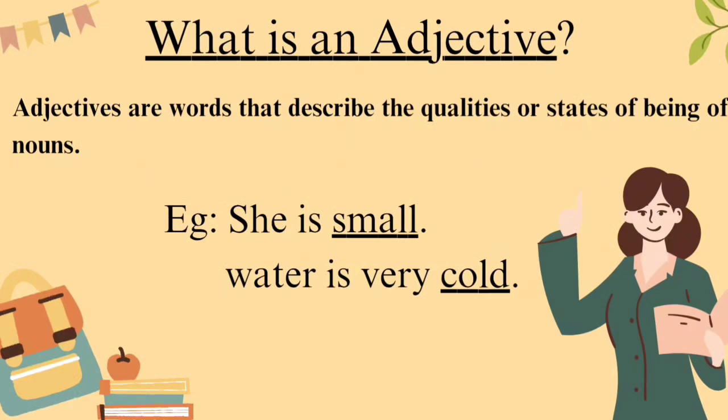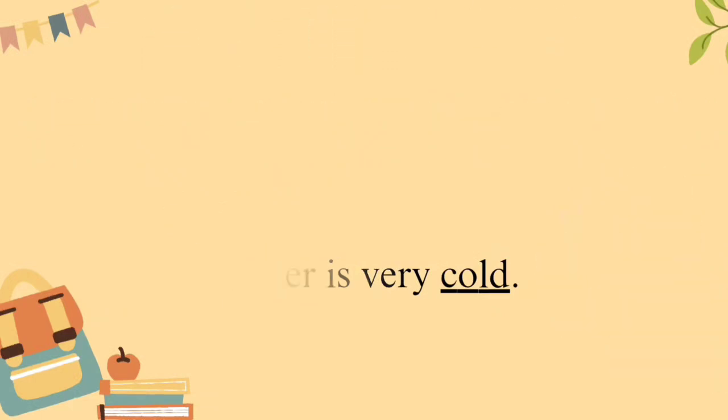Now look at the examples. She is small. Here, the word small is an adjective that indicates the girl is very small. And the second example, water is very cold, which means it qualifies the water that it is very cold.